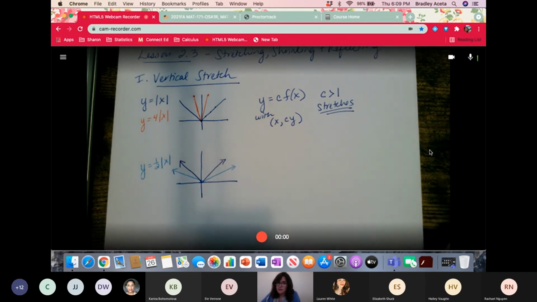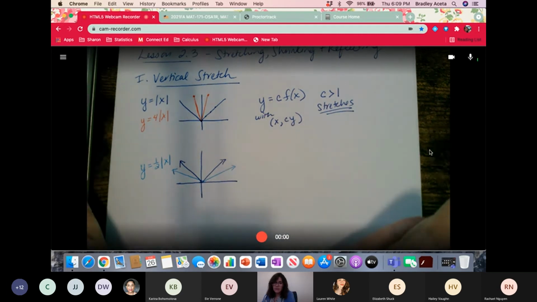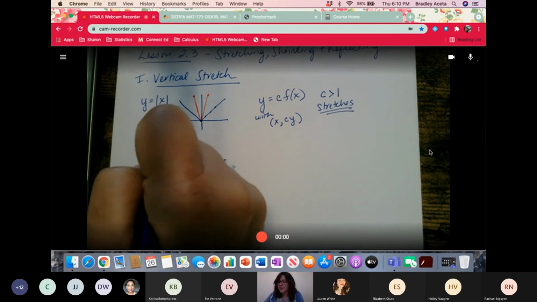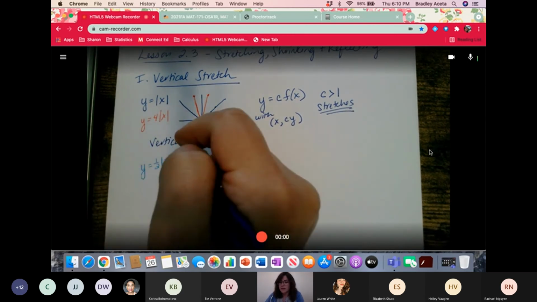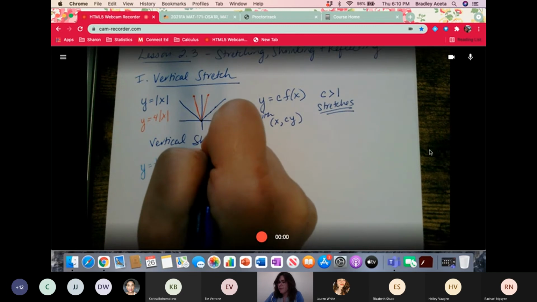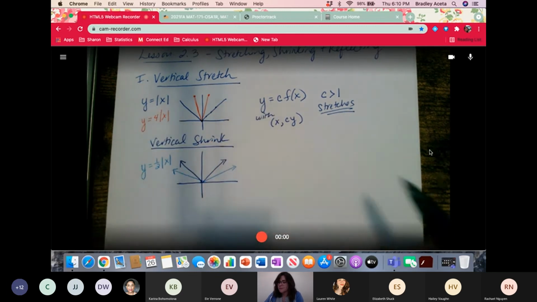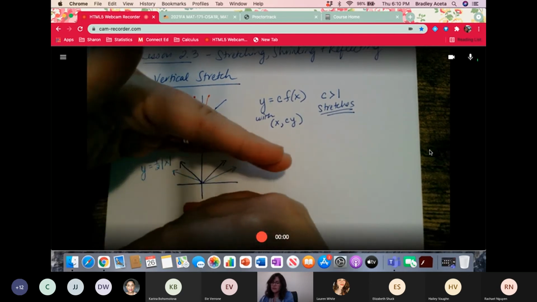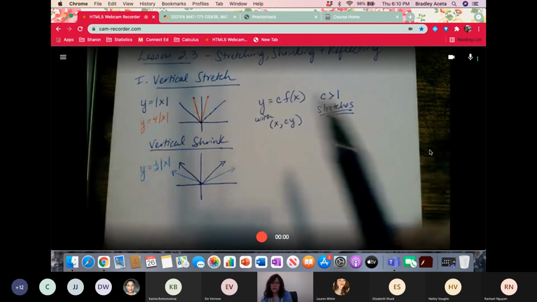I like to tell my students, fractions make you fat. Fractions make that graph go fat, make it go wider. But in this lovely book, they like to say, oh, it vertically shrinks. The vertical line shrank down and it squished that V shape.